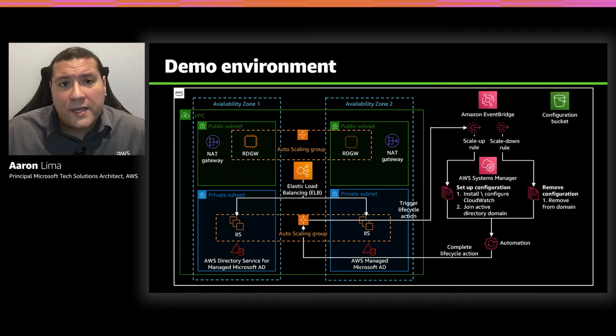If that instance is terminated, there's going to be another event that will remove that instance from the domain. So this starts to show you in this quick start how you can do joining of the domain and removing from a domain using AWS services and a complete kind of life cycle of an instance. So with that, why don't we jump into our demo and take a look at what this looks like.